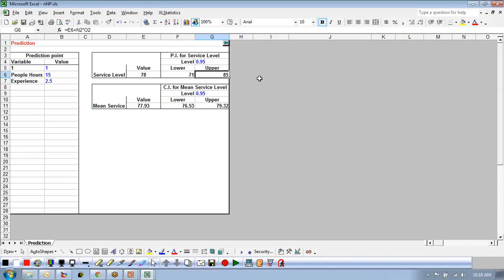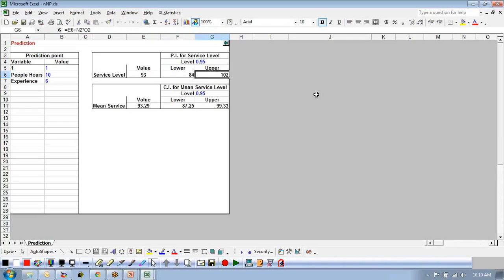Now that's a lot tighter than it was before. Okay, so let's see if we put in 10 people hours, but we had a higher experience level on that. What if we had an experience level of, say, 6? There it is, and we'd say that, yes, our service level is going to be quite a bit higher. In fact, we predict it's at least 84, all the way up to 102.